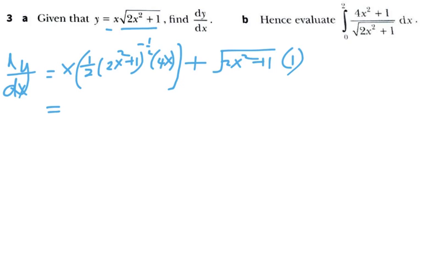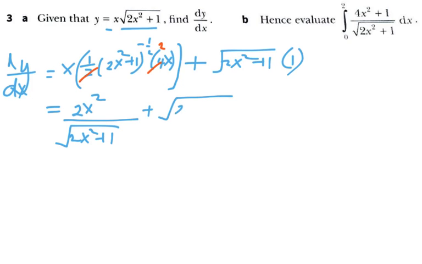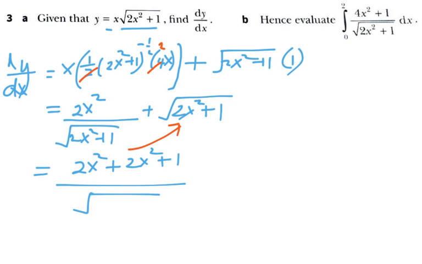Simplify this, you will be able to get 2 here, and then expanding, 2x² divided by the square root of 2x² + 1, plus the square root of 2x² + 1. Making the denominator the same, multiplying, you will get (2x² + 2x² + 1) divided by the square root of 2x² + 1.